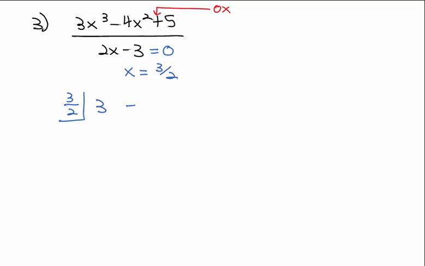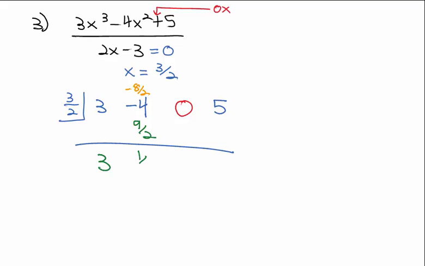So we've got 3, negative 4, 0, don't miss the 0, 5. Bring the 3 down. And now we have to deal with fractions, but the idea is the same. Remember, that's 3 over 1, so 3 times 3 halves is 9 halves. To add, we'll make the 4 have a common denominator. It's going to be negative 8 halves. So negative 8 plus 9 is 1 half. Times 3 halves is going to be 3/4.